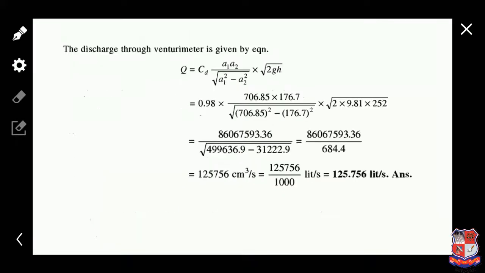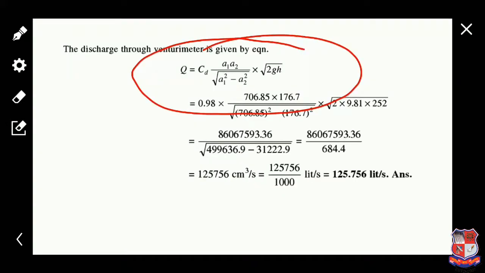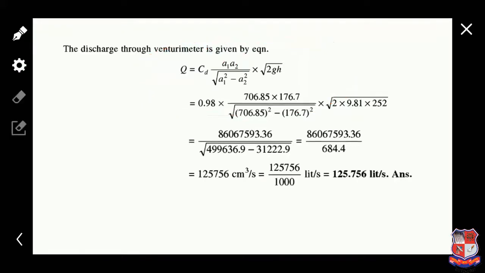Now we know the discharge equation of the Venturimeter, Q is equal to Cd A1 A2 upon under root A1 square minus A2 square into under root 2gh. We have the value of all elements in this equation: Cd, the area at section 1, the area at section 2, and we also found the value of h. So put in the values of all elements and we find the value of the discharge.